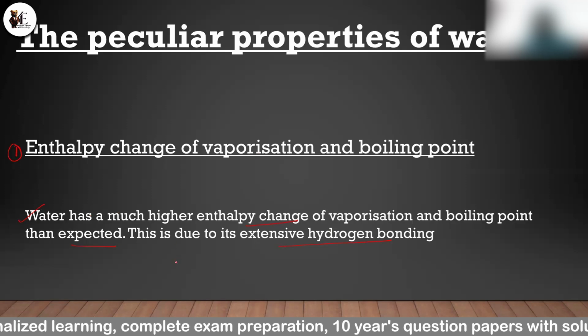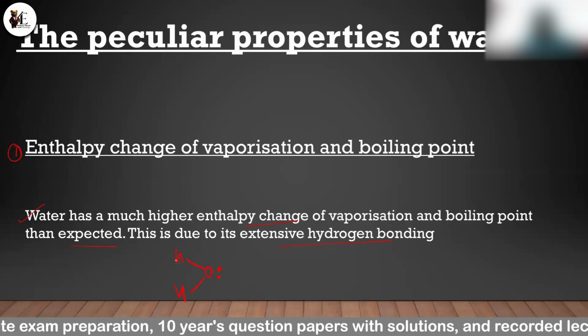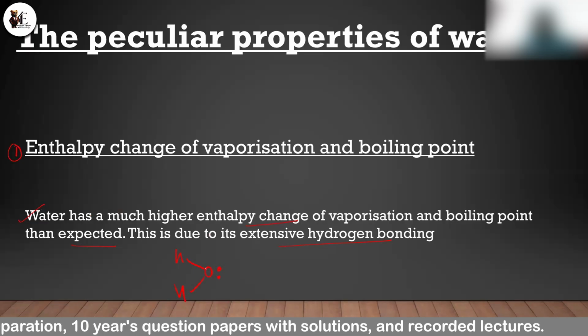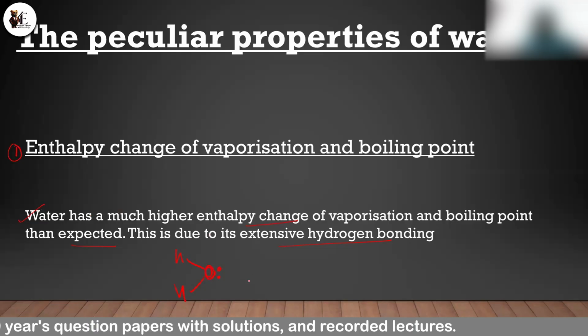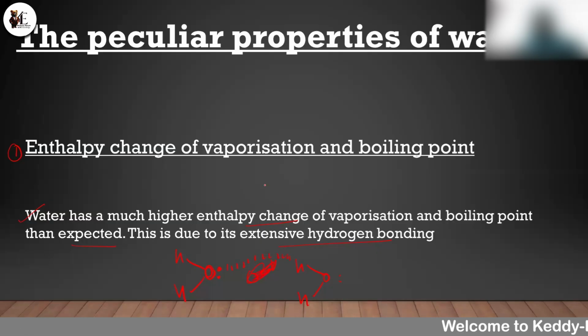So you can draw the extensive hydrogen bonding in water, right? H2O. This is the electronegative oxygen atom, and a hydrogen atom is attached covalently to this oxygen atom. And this is H, this is your H2O. So this is your hydrogen bonding between hydrogen and oxygen. So water has a much higher enthalpy change of vaporization and boiling point than expected.